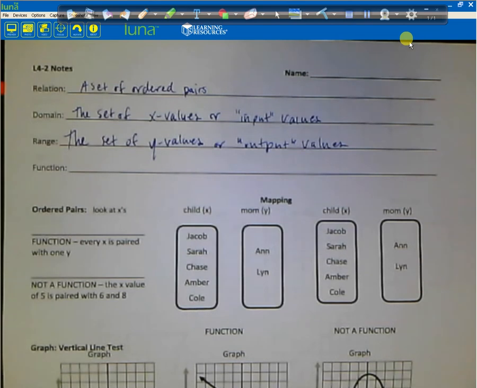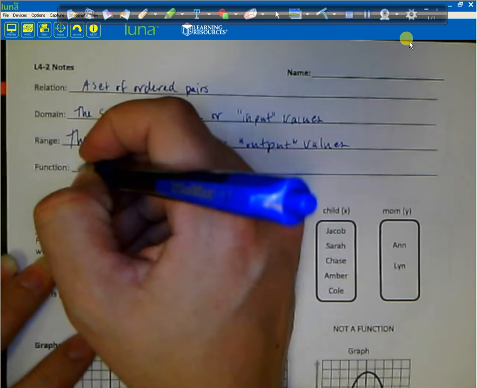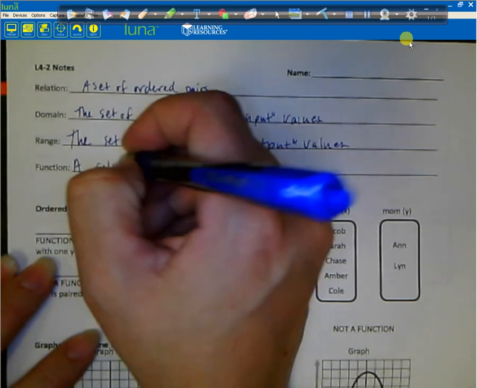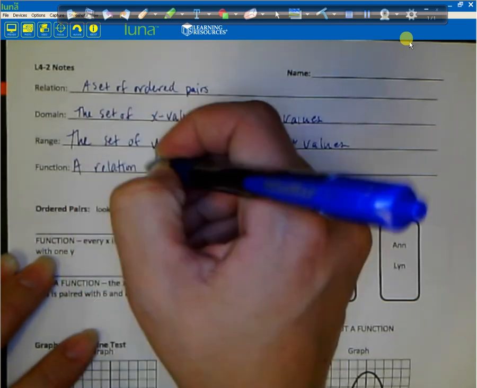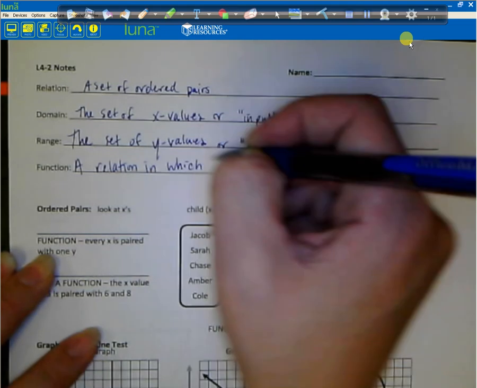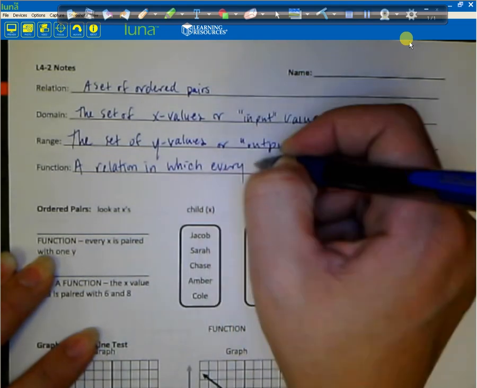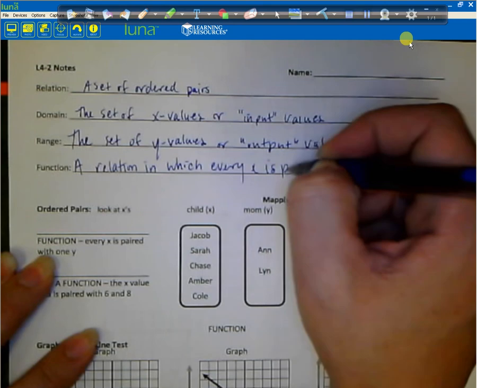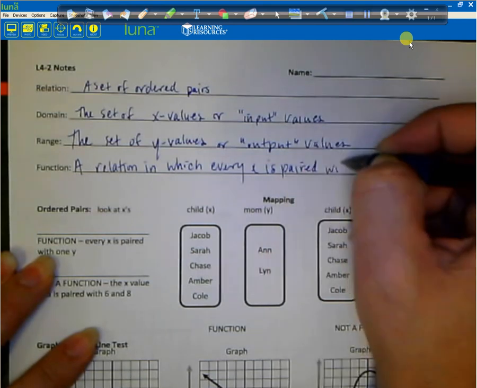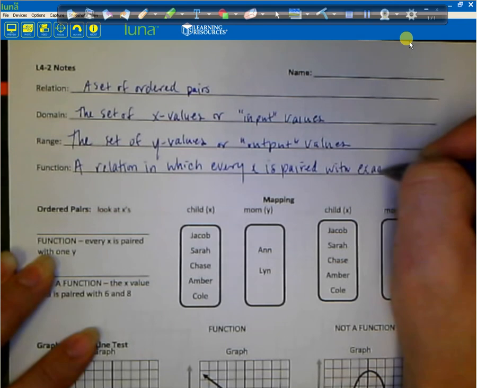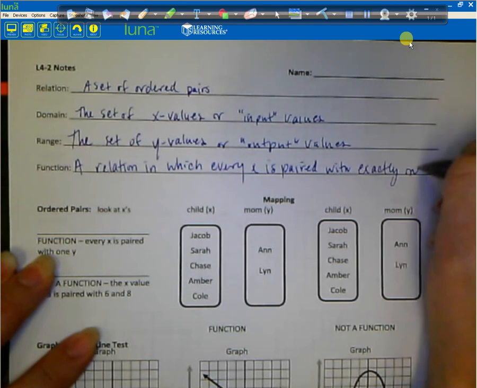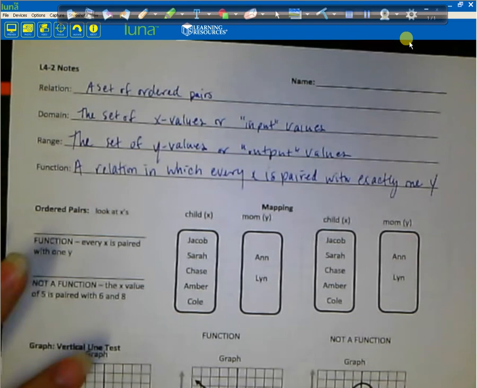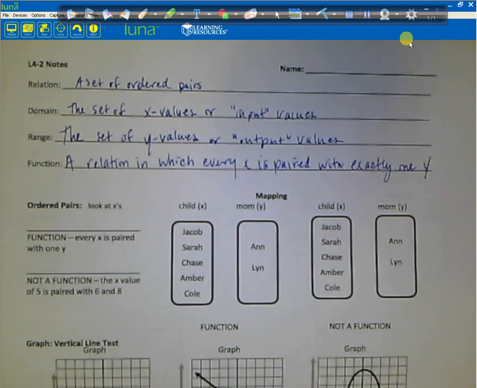And lastly, function is a relation in which every x is paired with exactly one y. We're going to look a whole lot closer at exactly what that means in just a minute.